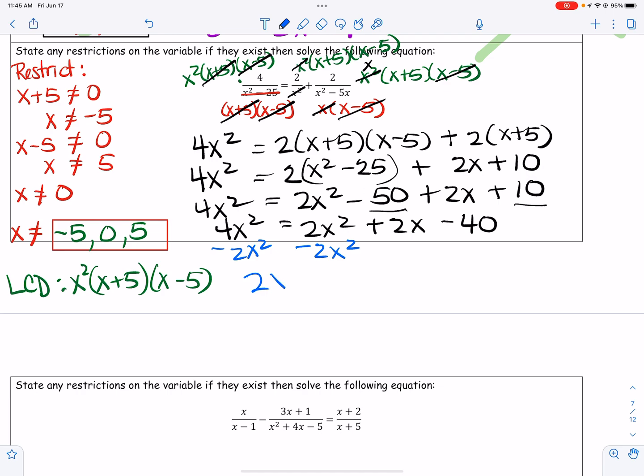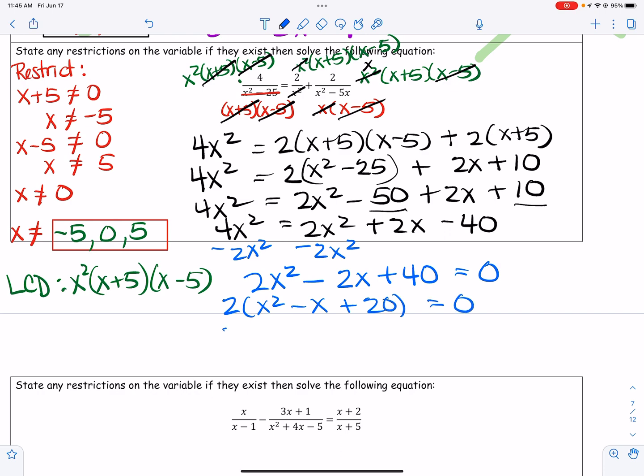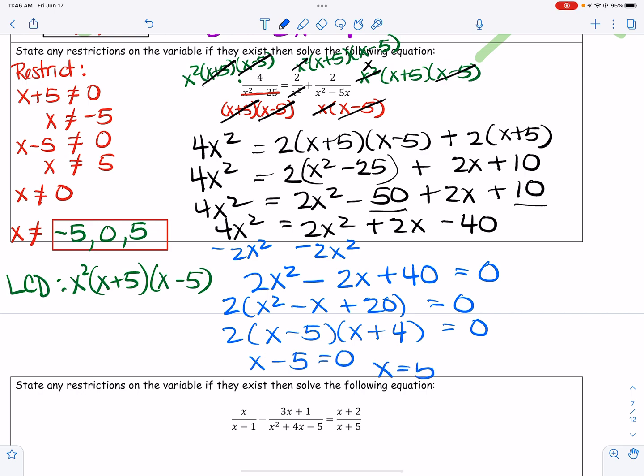So I get 2x squared. Go ahead and subtract the 2x. Go ahead and add the 40. Pull out the GCF. X squared minus x plus 20. Factors of positive 20 that make negative 1. It's going to be negative 5 and positive 4. Of course, we only set the factors that have variables equal to 0. So that says x is 5. And then we set x plus 4 equals 0, and that says x is negative 4.